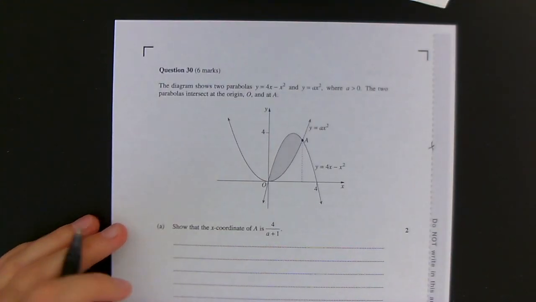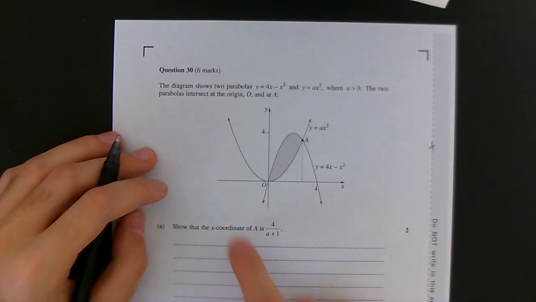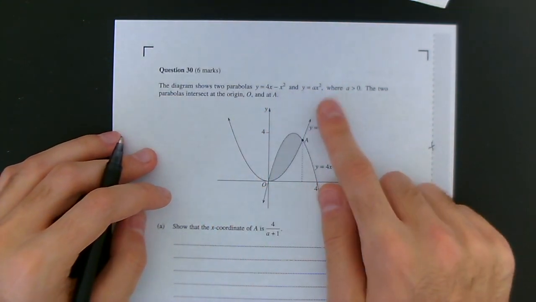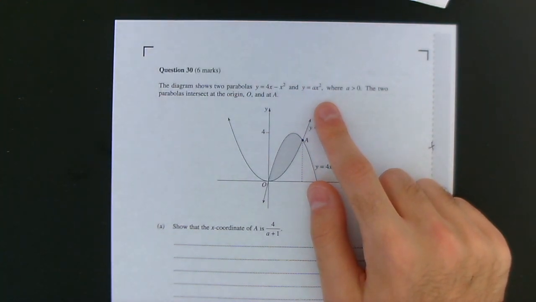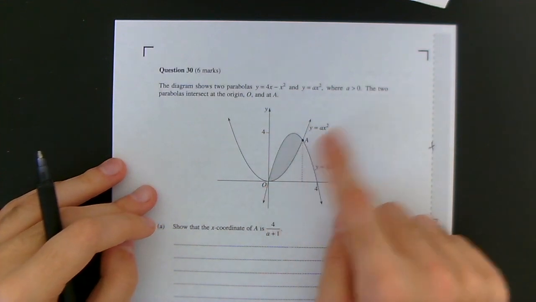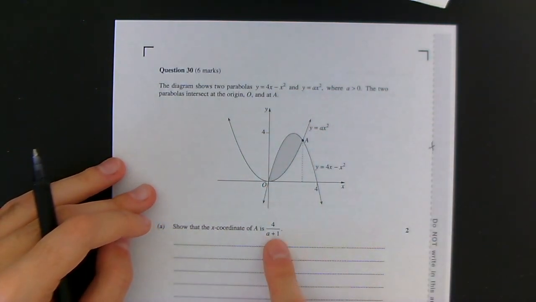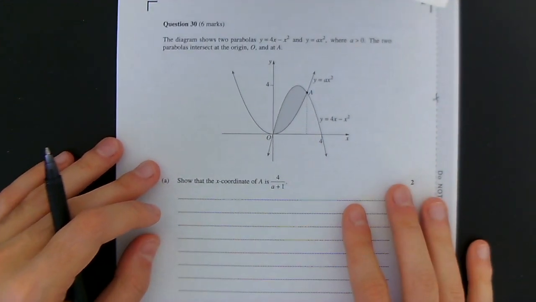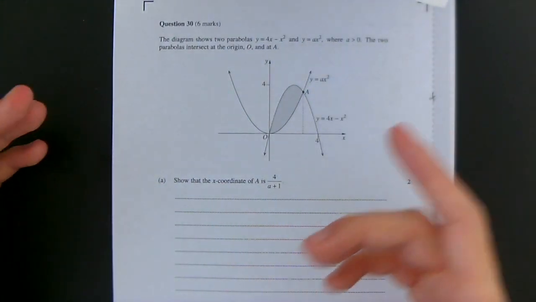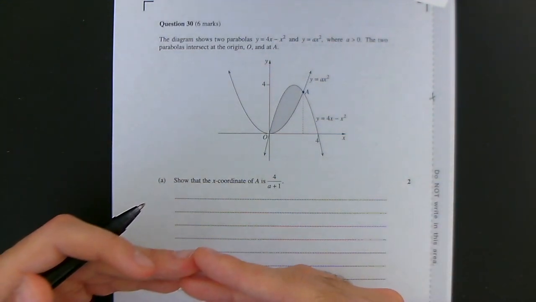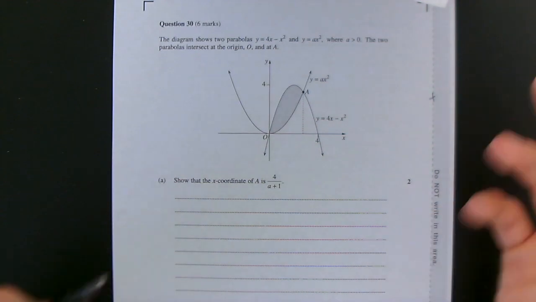So now we get on to the second last question. And the second last question says, the diagram shows two parabolas, y equals 4x minus x squared and y equals ax squared, where a is greater than 0. The two parabolas intersect at O and A. We need to show that the x coordinate of A is 4 on a plus 1. So this is pretty simple. All we need to do is kind of equate the two equations and solve for x.